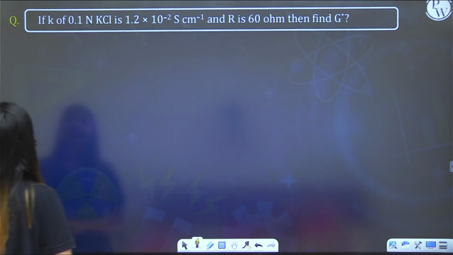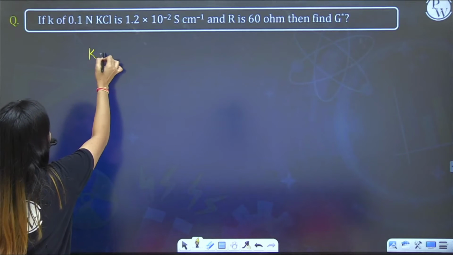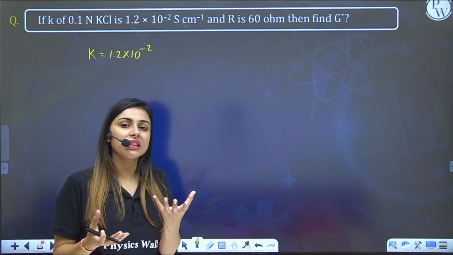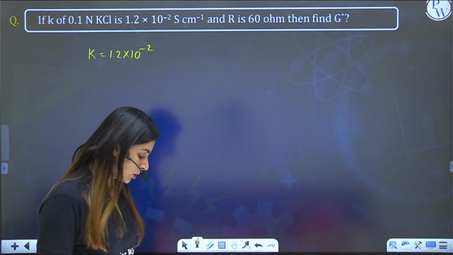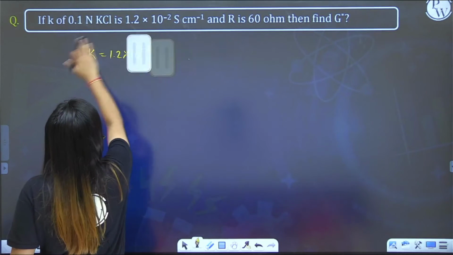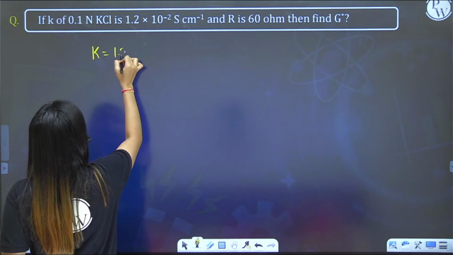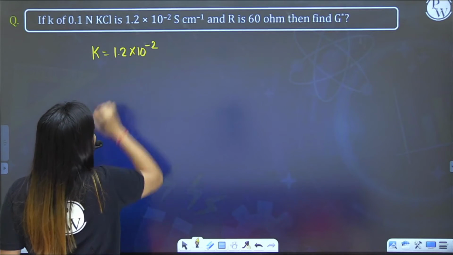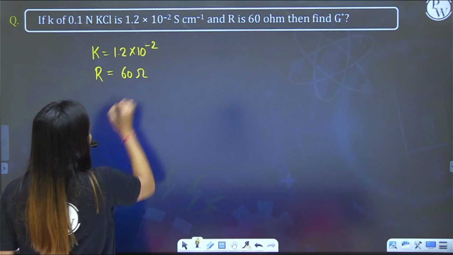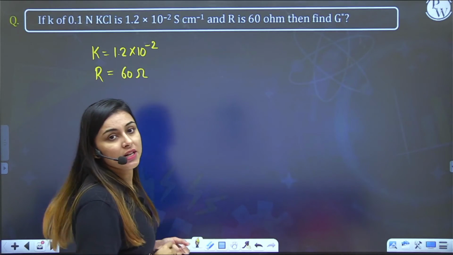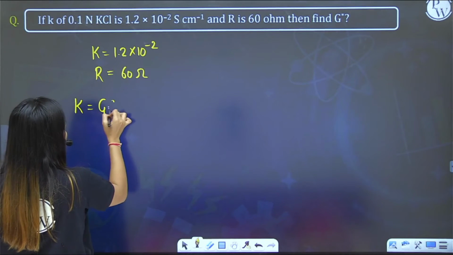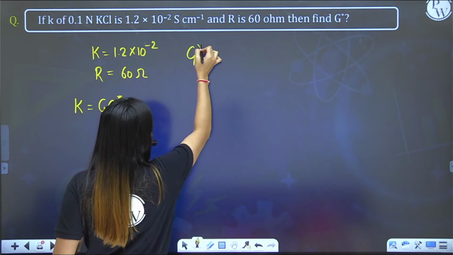You are given that K, your conductivity, is 1.2 × 10^-2 Siemens per centimeter inverse. You can just check the unit and understand what is given to you. And resistance R is given as 60 ohm. Then find G*. You have to find the cell constant. I know that conductivity K is equal to G into G*. We have to find G*.